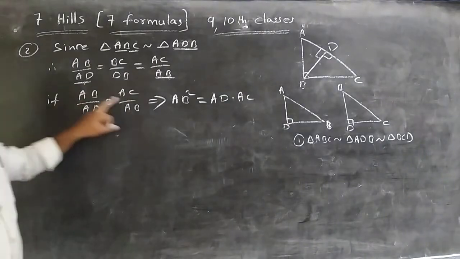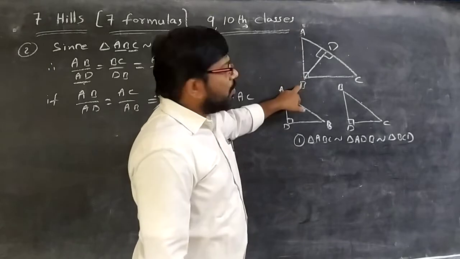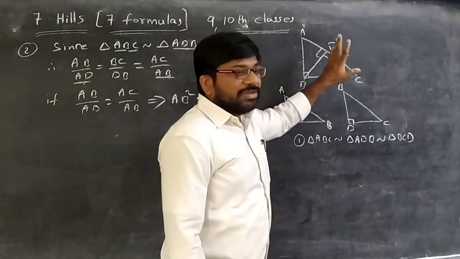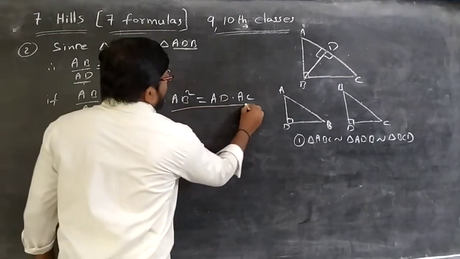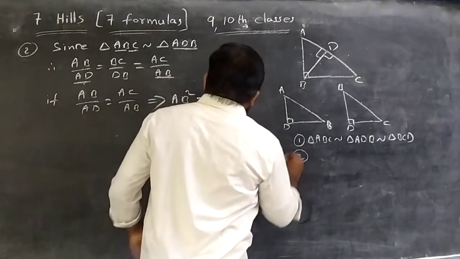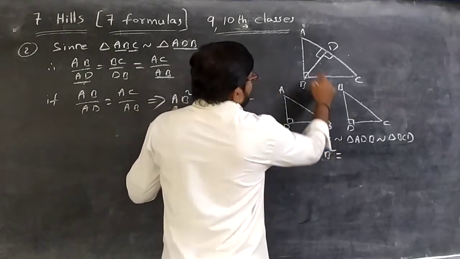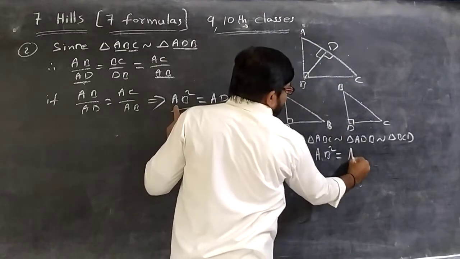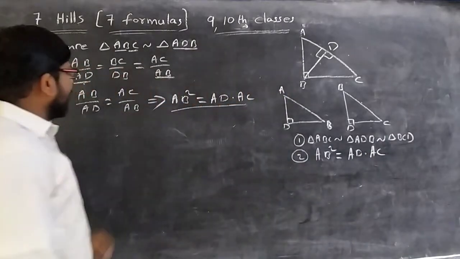So it is the second formula. Observe carefully. AB square is equal to AD into AC. That is the second one. The second formula is AB square is equal to AD into AC.